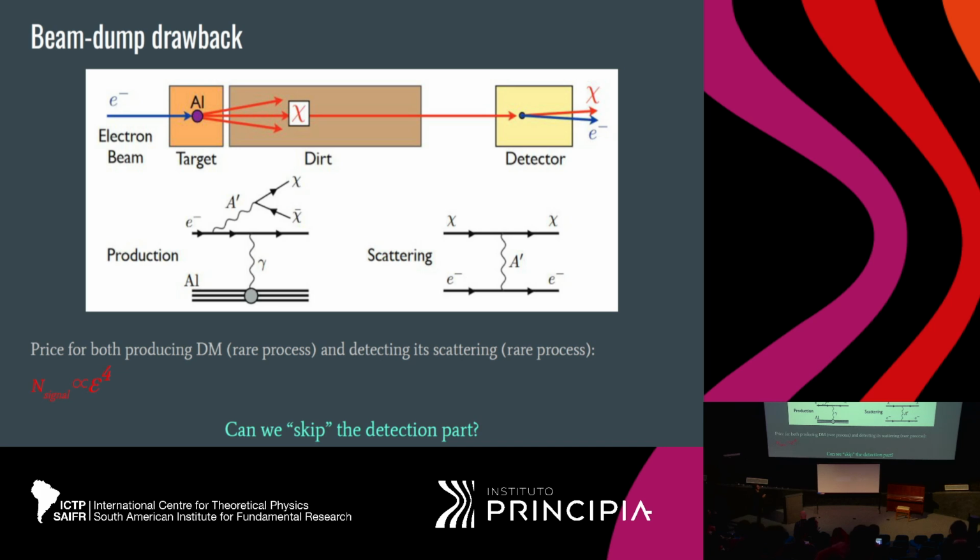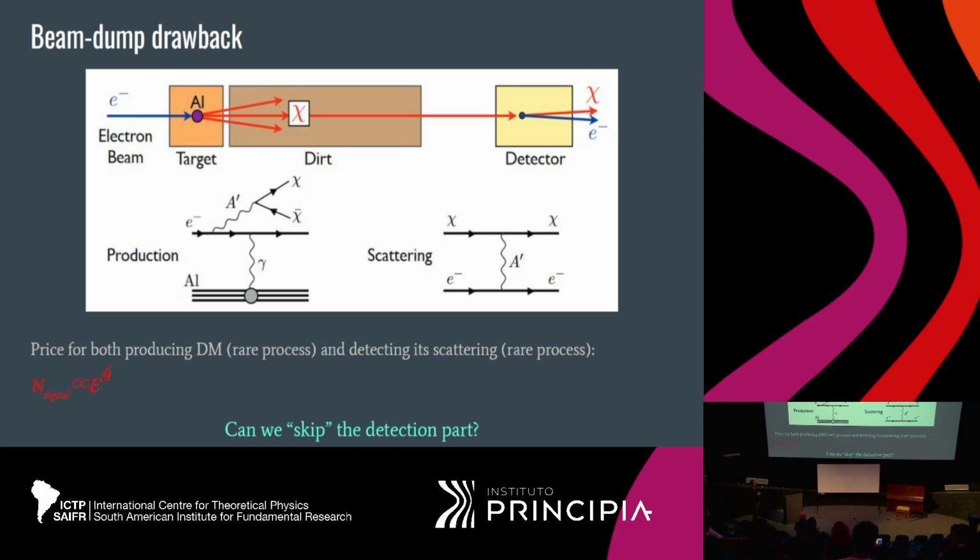That is what, for example, BDX does. And therefore, basically, you're asking for two very rare processes to happen. So you have a production, which is mediated by a dark photon, and so scales as epsilon to the second. And the scattering itself, again, is an elastic scattering mediated by a dark photon, so a rare process itself, scaling as epsilon to the second. So at the end of the day, the number of events that you can expect in a beam dump experiment searching for light dark matter scales as epsilon to the fourth power.